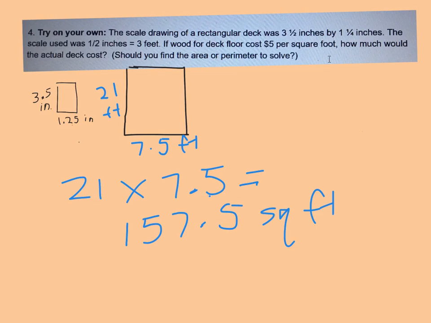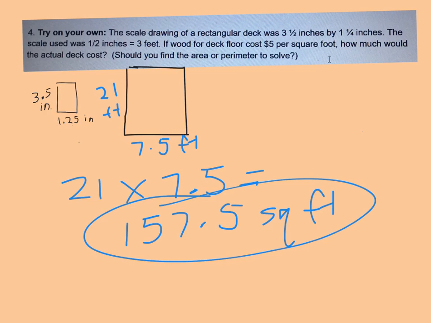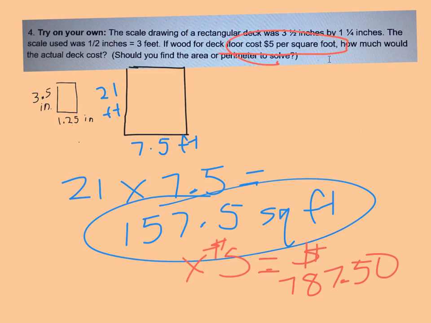So now if that is my area, and I know from up above that it cost $5 per square foot, well, I'm just going to multiply this amount times $5. So I'm going to multiply 157.5 times $5, and I will get a dollar amount of $787.50, and that is the cost of my deck floor.